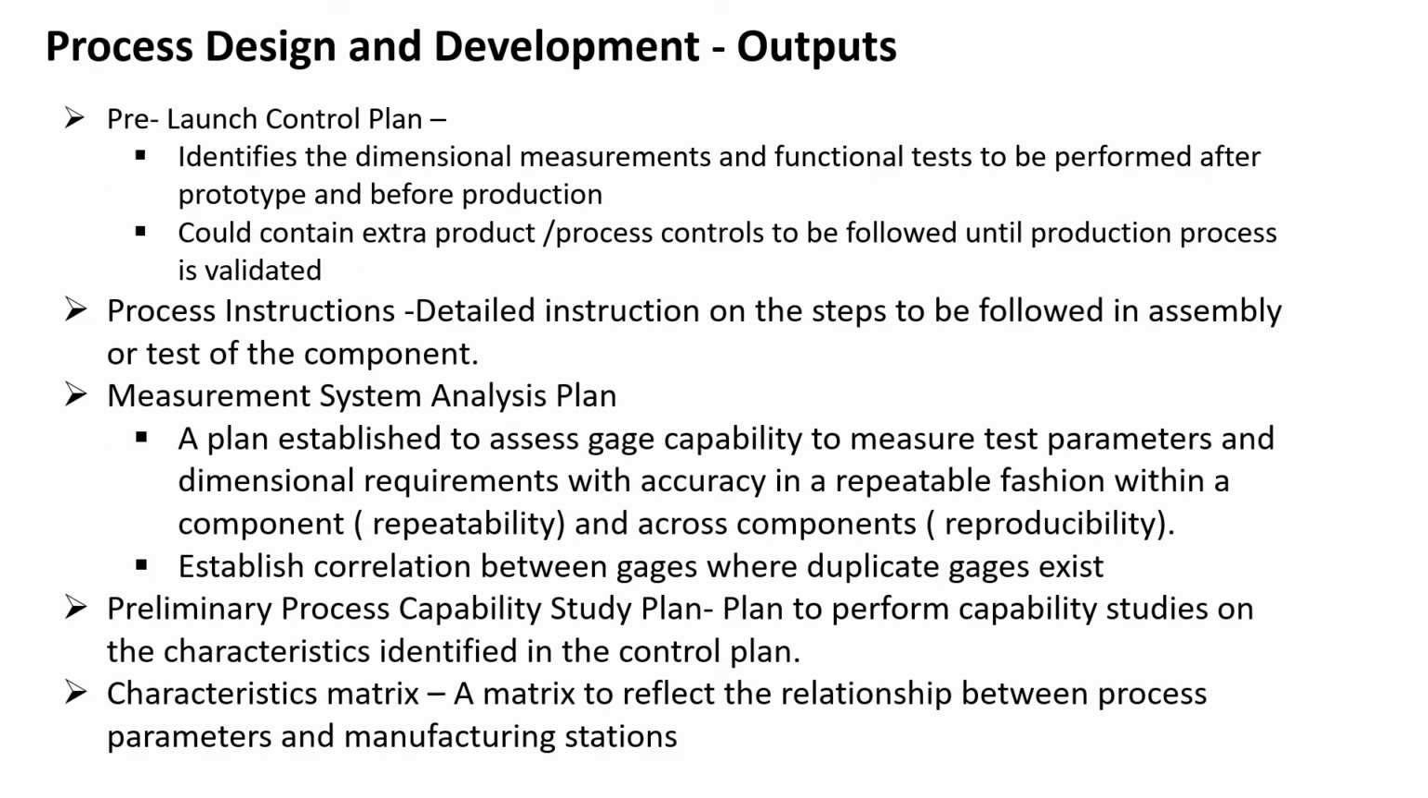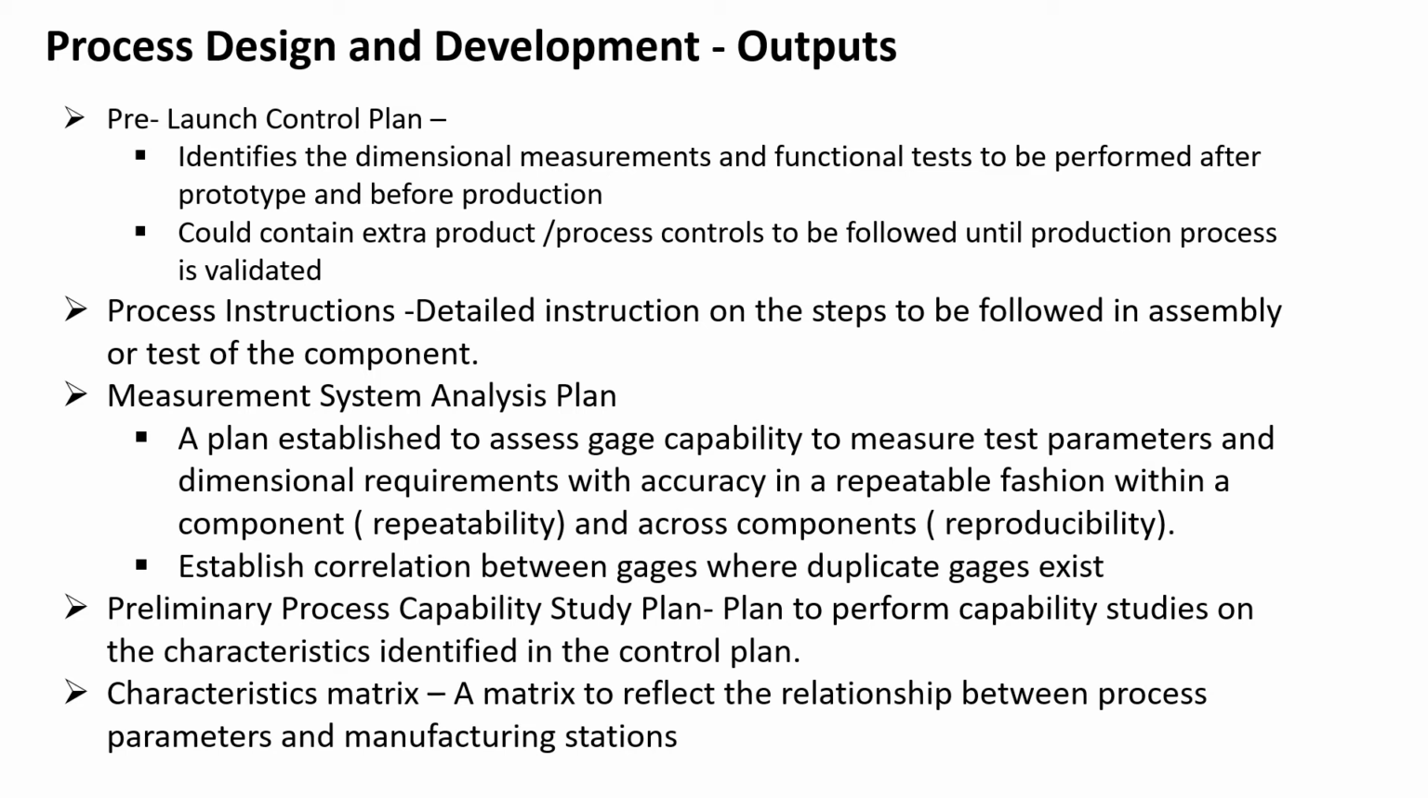So this pre-launch control plan identifies the dimensional measurements and functional tests to be performed after the prototype and before the production control plan, or the production phase. It could contain extra product or process controls to be followed until the production process is validated. The next thing is process instructions: detailed instructions on the steps to be followed in the assembly or test of the component.